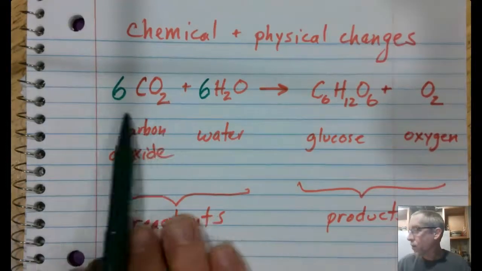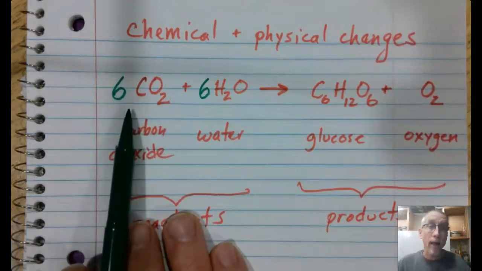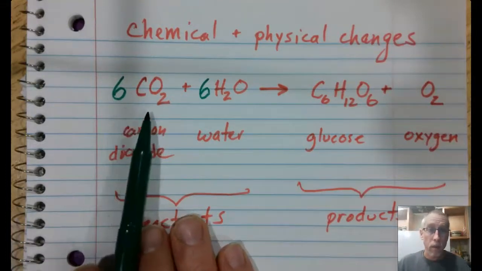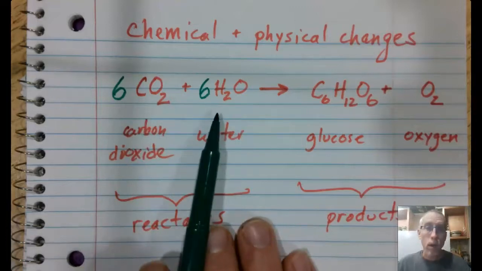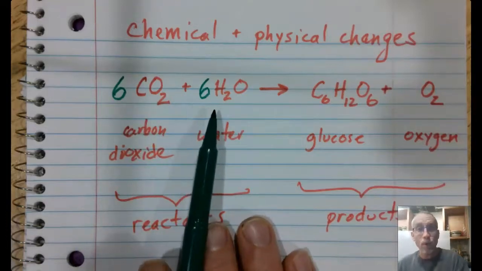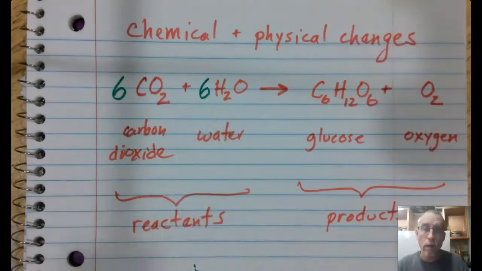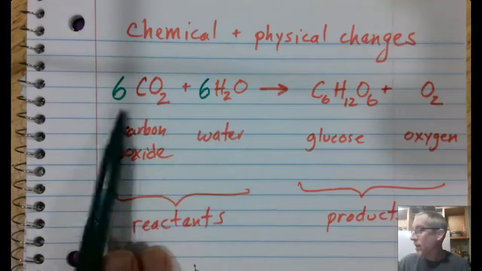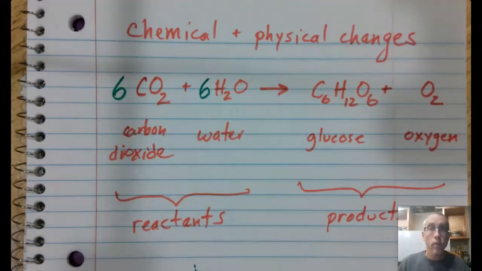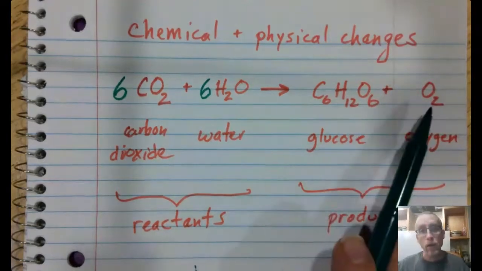So as I mentioned before, with 6 carbon dioxide molecules, that's 12 oxygens right there. And we have 6 water molecules, which is 6 more oxygens, because each water molecule has a single one. So we have 18 oxygen atoms on the reactant side right now. Well, how do we get 18 on the other side?